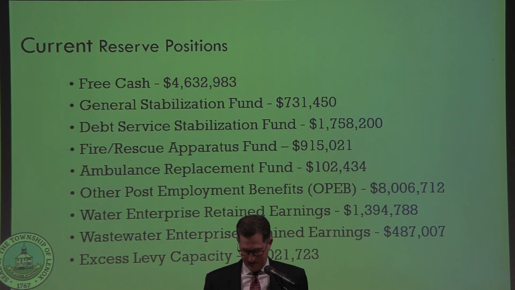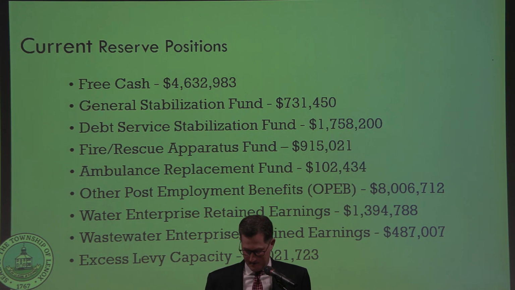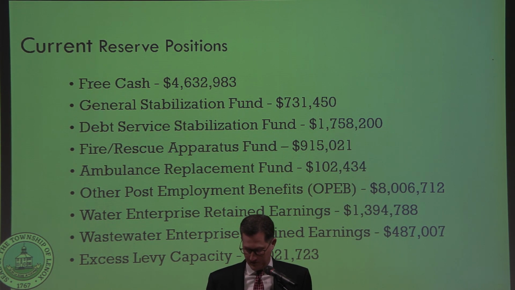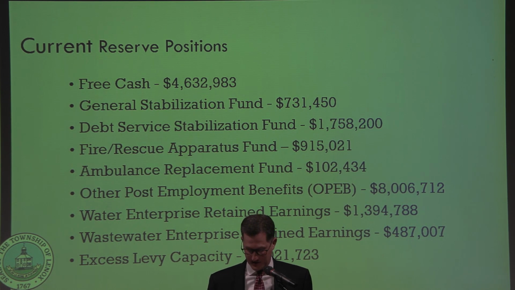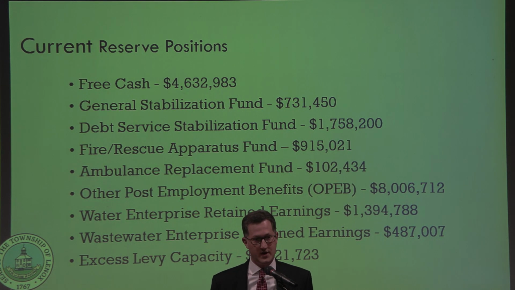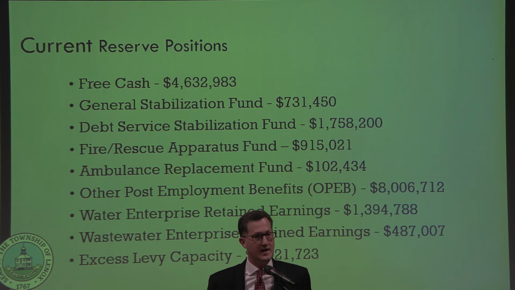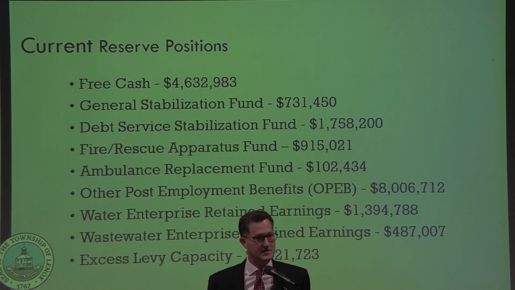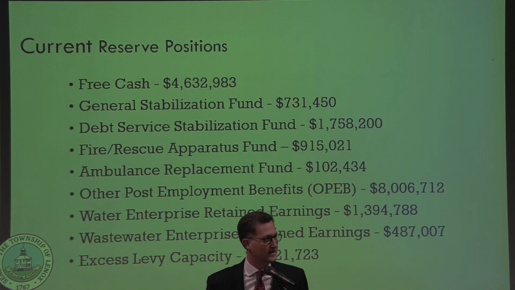We also save so that we can make public safety equipment purchases with cash as opposed to borrowing. We have nearly $1 million saved in our fire engine stabilization account, as well as the ambulance replacement fund. At $100,000, we just put in a purchase for a new ambulance, so we'll begin restoring that fund to a balance to get ready for the next ambulance that'll be coming down the road.